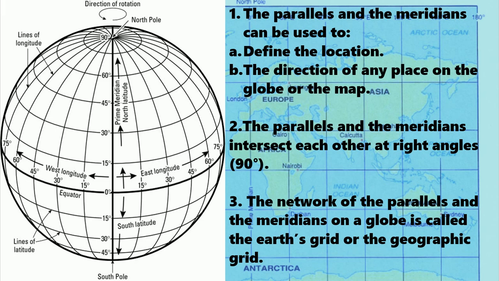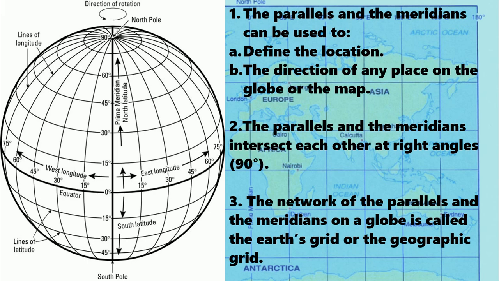The network of the parallels and the meridians on a globe is called the Earth's grid. It is also known as the geographic grid. Okay, that is all for today.